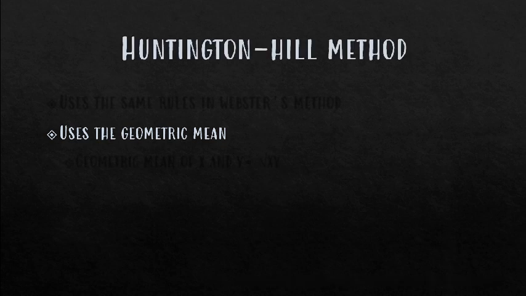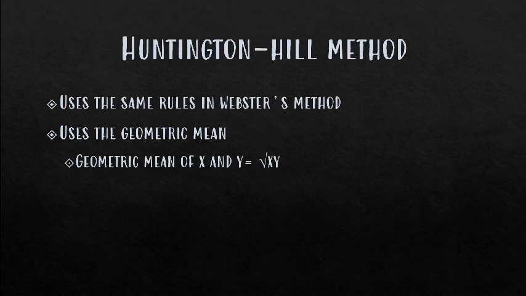Last is the Huntington-Hill method. The method is similar to Webster's method, except that rounding off is based on the geometric mean, instead of the usual arithmetic mean. The geometric mean of x and y is the square root of the product of x and y.